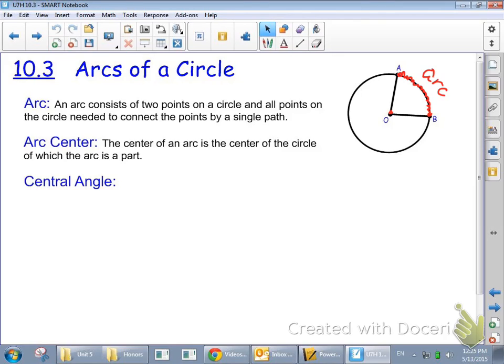If I just drew down here a center, and this out here from here to here, this would be my arc and this would be my center, arc center.